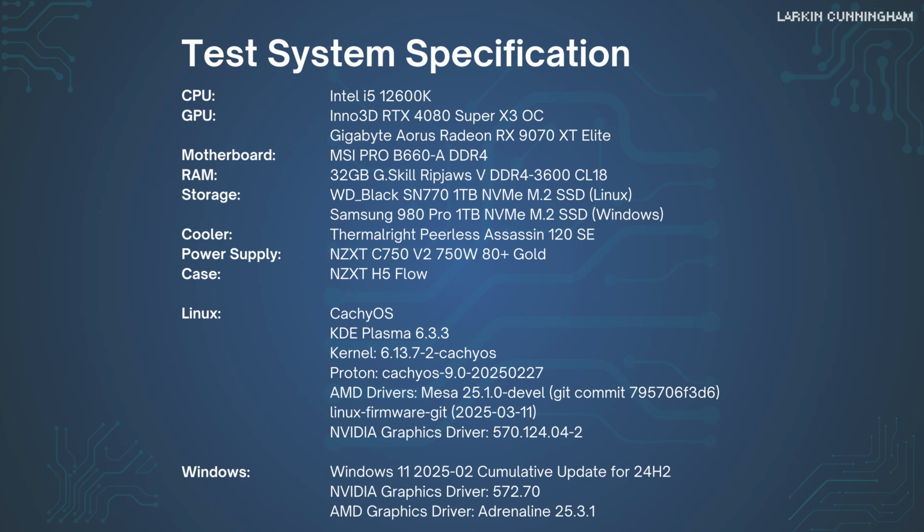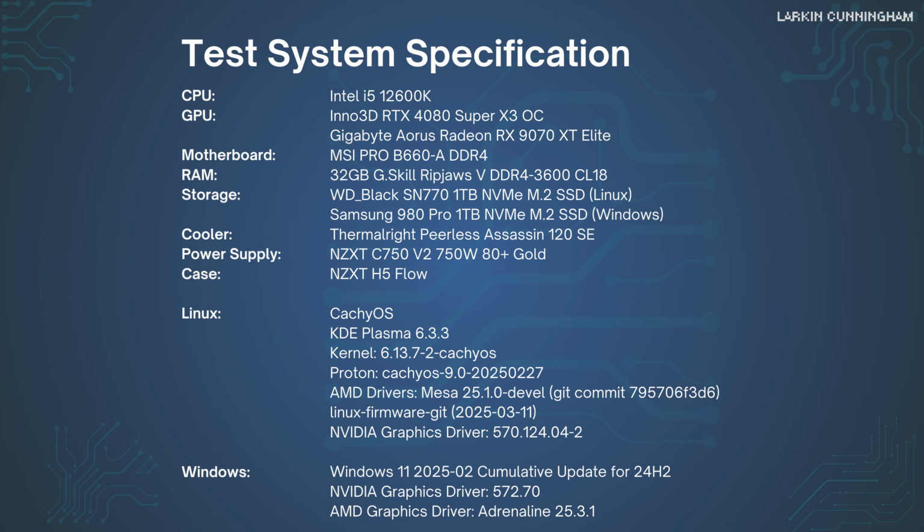And the same goes for Linux firmware. I got the Linux firmware Git version, which is dated up to the 11th of March, and that makes sure that the version of the Linux firmware knows about the 9070 XT. If you use earlier versions of the firmware, it just won't recognize the GPU.